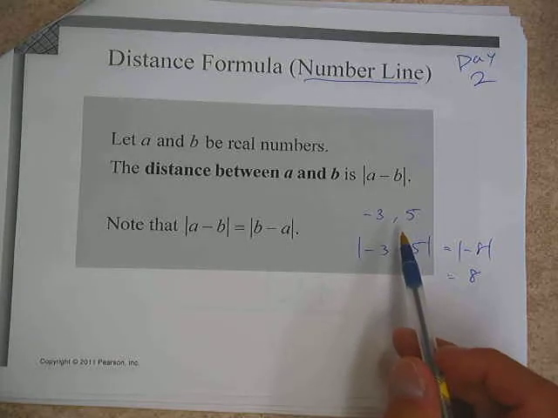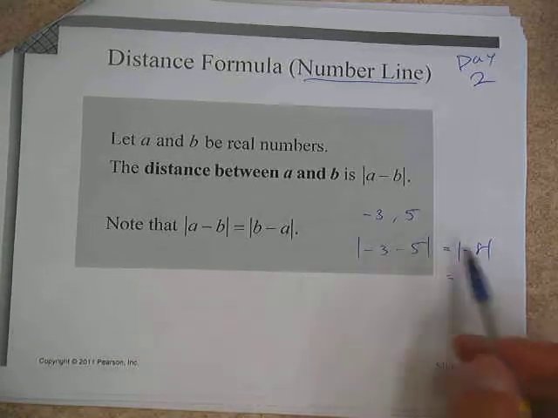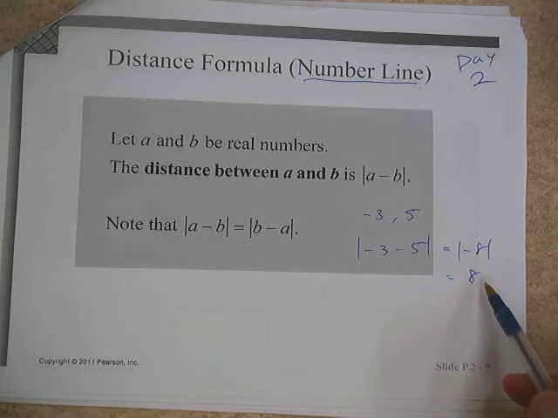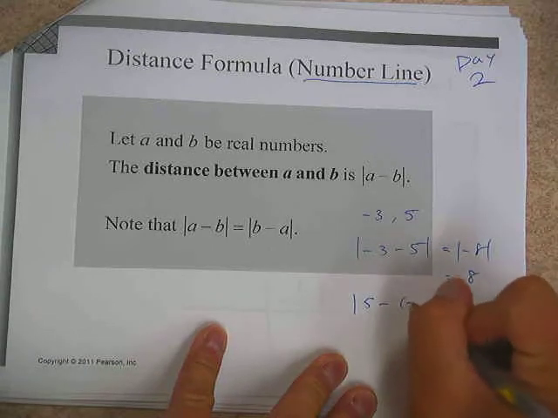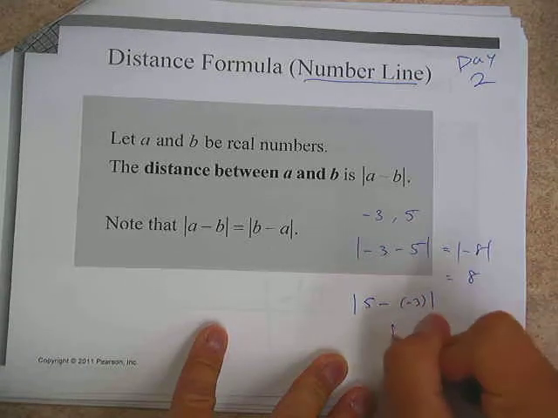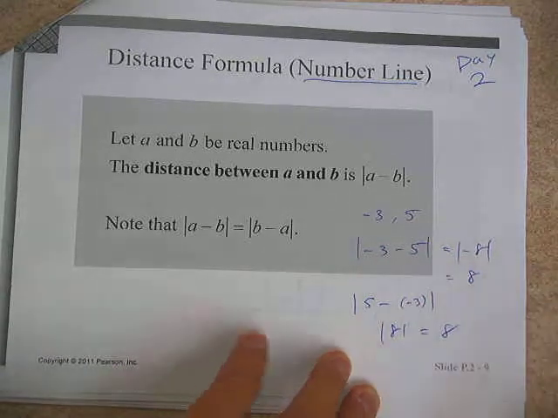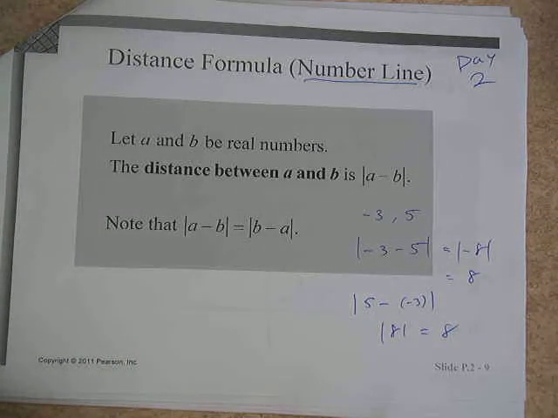Another way we could do it is to actually draw the number line and count. If we counted our way from -3 to 5, we'd find out that it's how far apart? It's 8. If we had done it the other way, 5 minus -3, we would have gotten a positive 8, which ultimately is still 8.